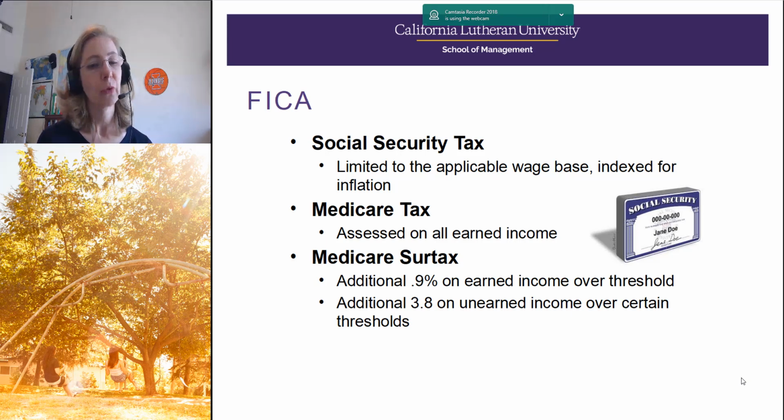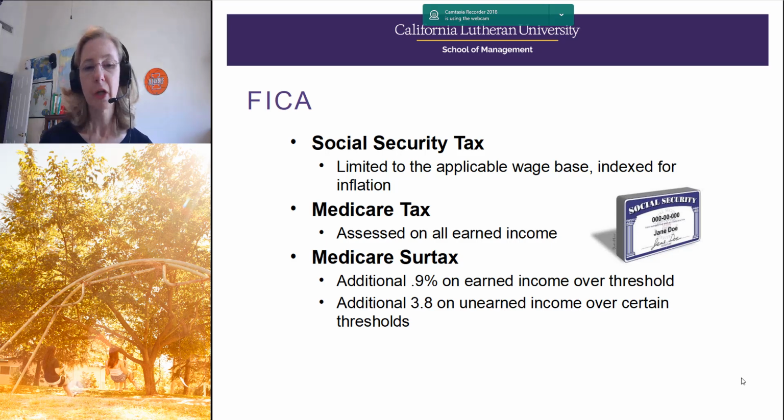So Social Security and Medicare tax, FICA, those taxes have been around for a long time, but the Medicare surtax was added less than 10 years ago, and it involves an extra 0.9% tax on earned income over a threshold amount and 3.8% additional tax on unearned income over certain thresholds. Now, those threshold amounts are $200,000 for a single person and $250,000 for a married couple. And those numbers are not indexed for inflation. So as time goes on, more and more people will be subject to these surtaxes since Congress has not decided to adjust these numbers for inflation.